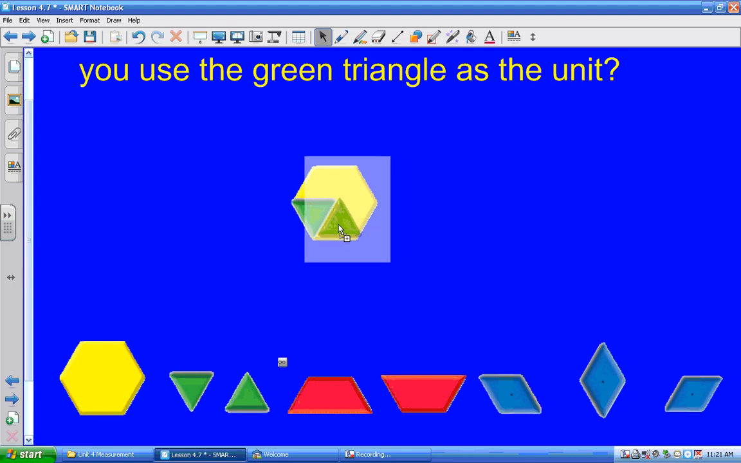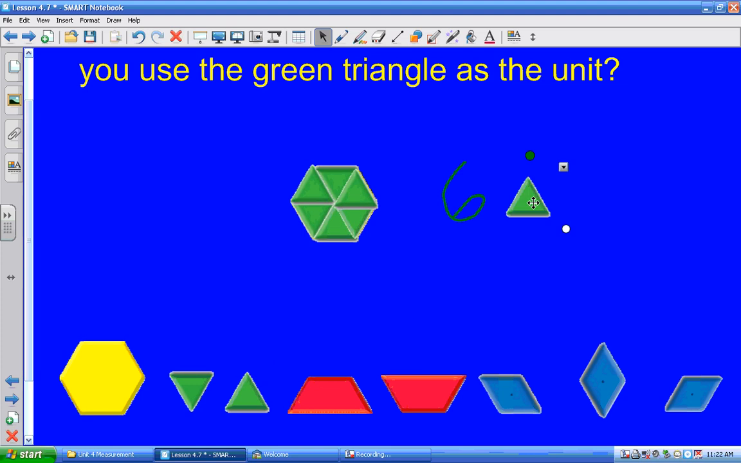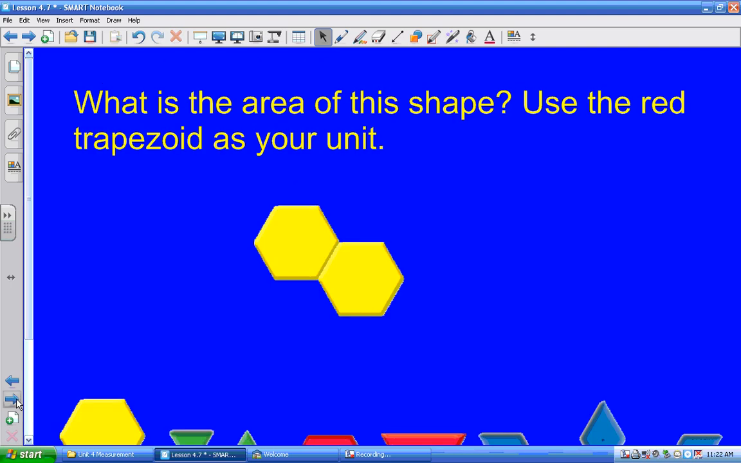There's 1. There's 2. There's 3. There's 4. There's 5. And there's 6. So in this case, the unit is a green triangle, and it takes 6 green triangles. So the area of this hexagon, using the green triangles as your unit, is 6 green triangles. All right, so far so good.